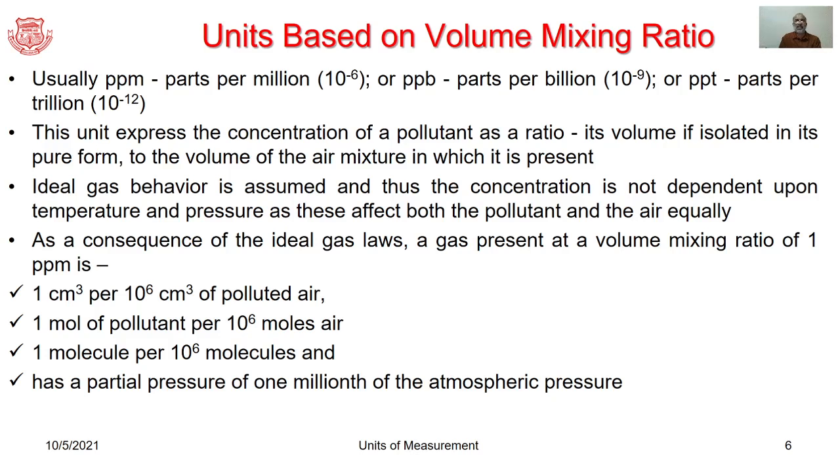As a consequence of this ideal gas law, a gas present at a volume mixing ratio of 1 ppm could be 1 centimeter cube per 10 raised to 6 centimeter cube of polluted air, 1 mole of the pollutant per 10 raised to 6 moles of the air, 1 molecule per 10 raised to 6 molecules, and it has a partial pressure of 1 millionth of the atmospheric pressure.